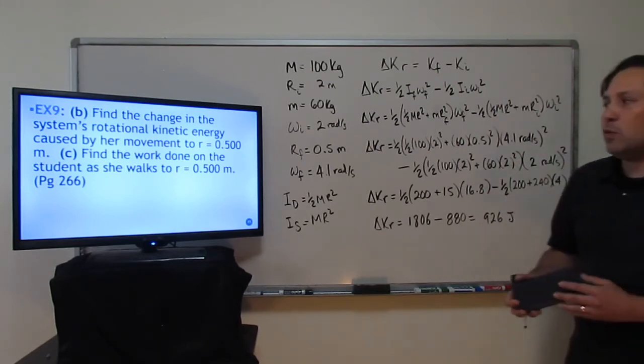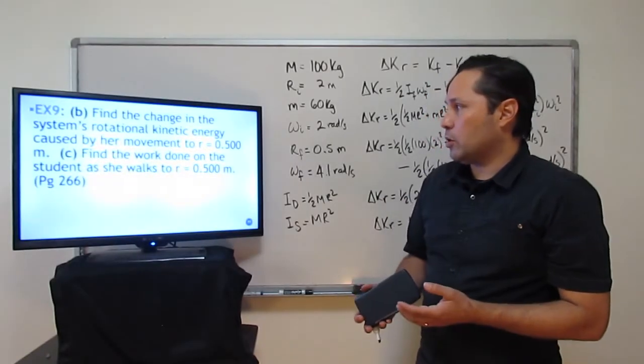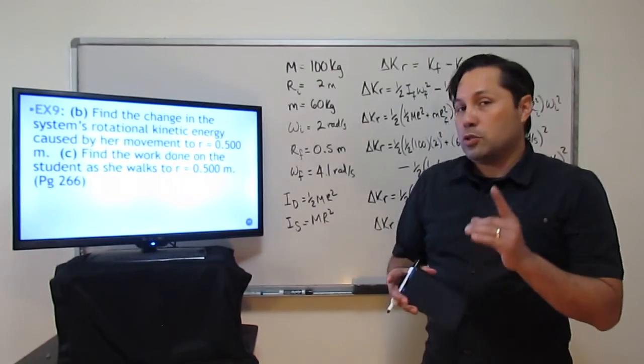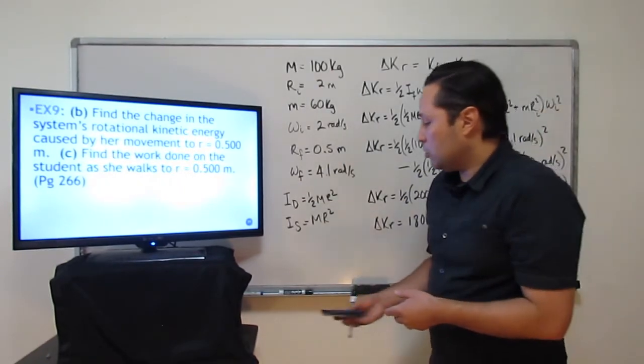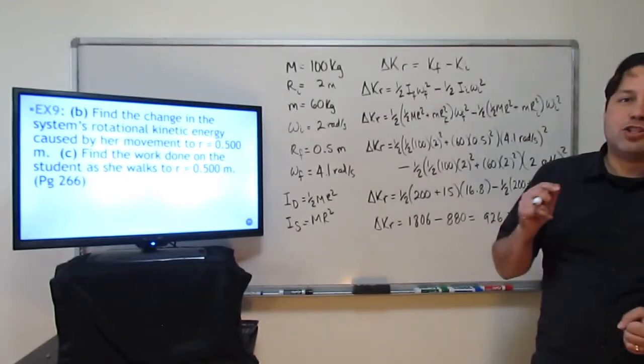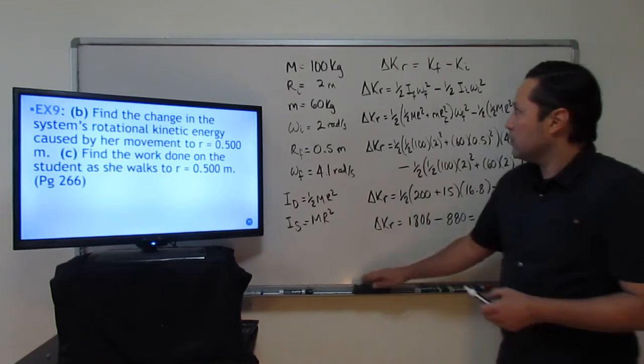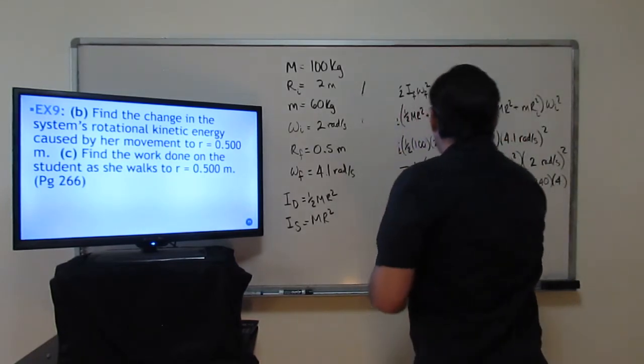Alright, now let's take a look at part C. Here they ask you to find the work done on the student as she walks towards the center. So just the student, not the disk. So that's what we'll be working on. Again, the work is the change in rotational kinetic energy, but this time it's going to be just for the student.